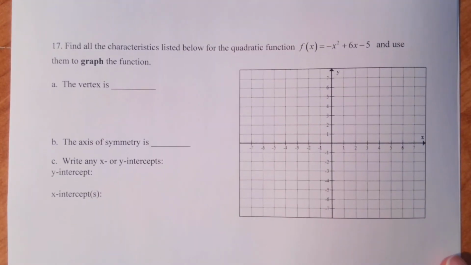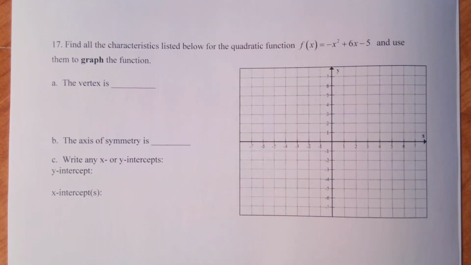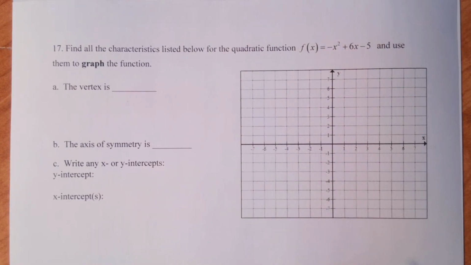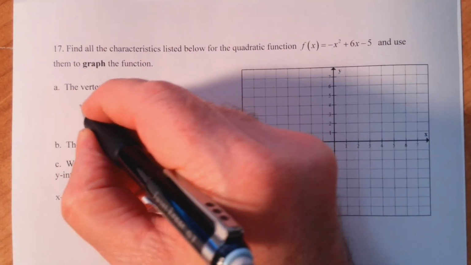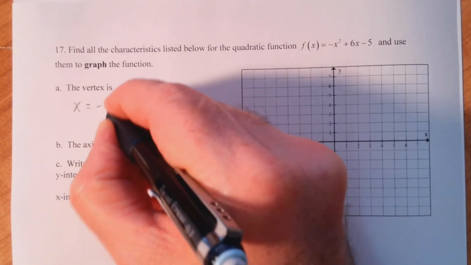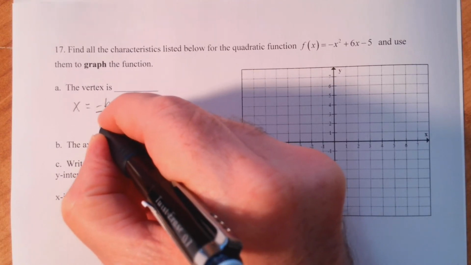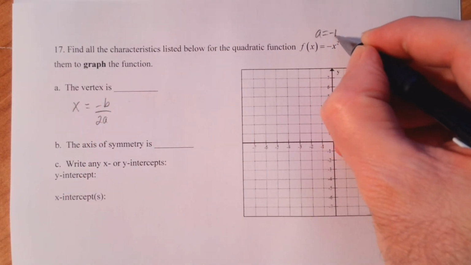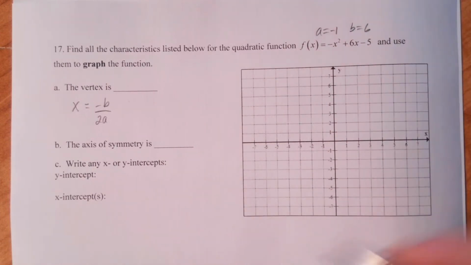So on number 17, this is not in the vertex form. This is what we call the standard form. And again, the vertex is the most important point. To find it, we use the vertex formula. x equals negative b over 2a. In this problem, a is negative 1 and b is 6.